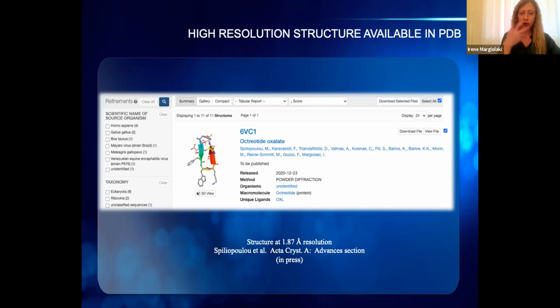Increasing the resolution from 2.8 to 1.8 is a huge step, actually, because you can really see a lot more details.